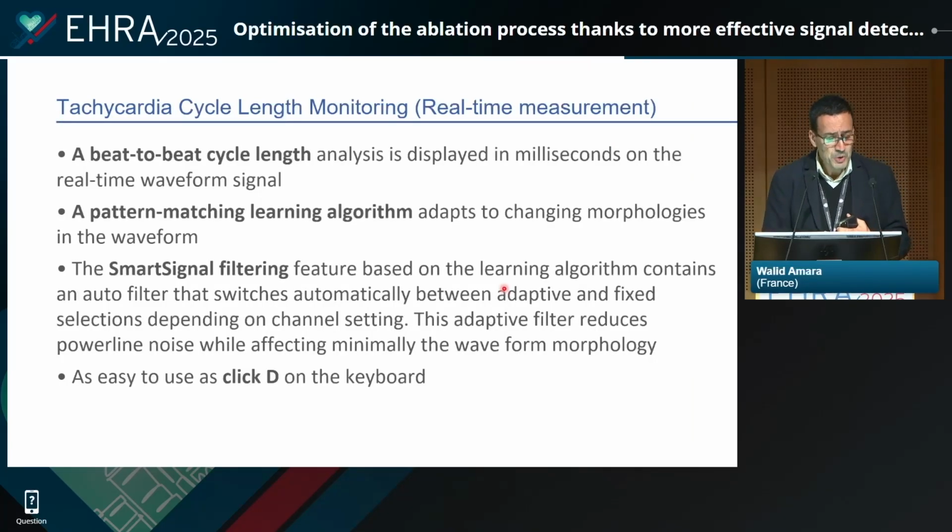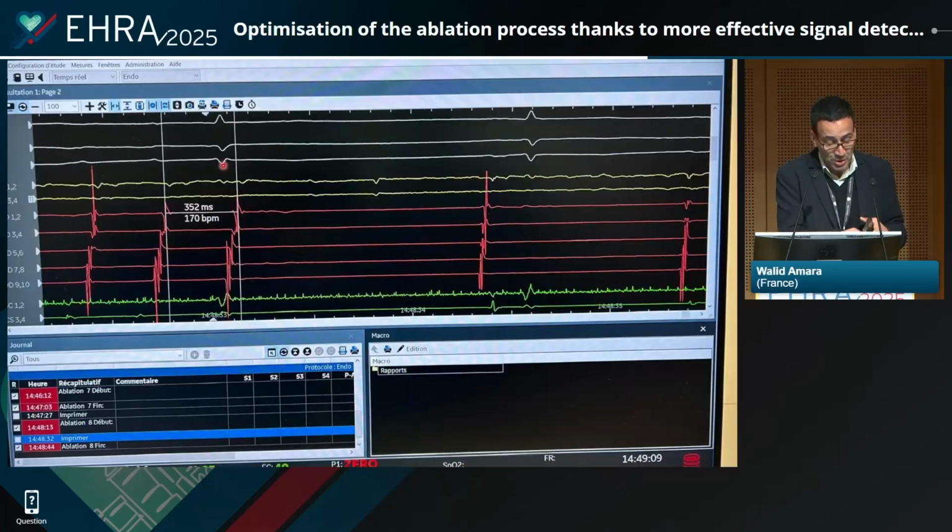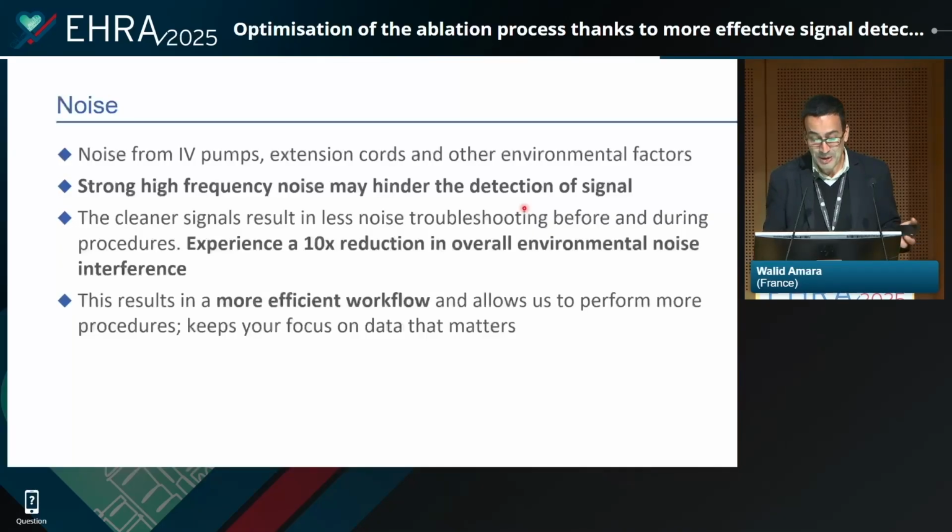Of course, other very useful tools are, for example, cycle length monitoring. Just measure it, and you can activate it very easily, just a little click on your system, and you see the intervals while doing your ablation. Here is an atrial flutter ablation, and you see the increase of the cycle length, and then the return to sinus rhythm. And one of the most important issues in your practice is noise. Because you may have noise when doing the procedure, you may have noise due to all the environmental factors that you may have.